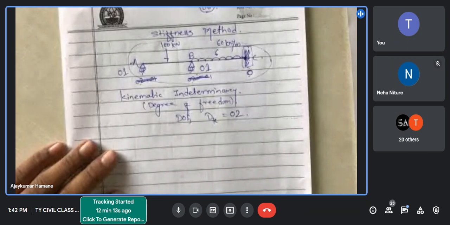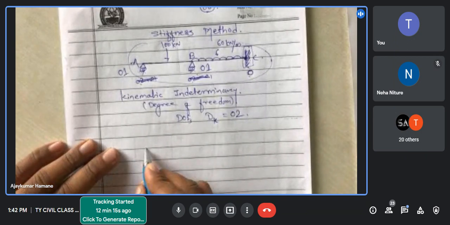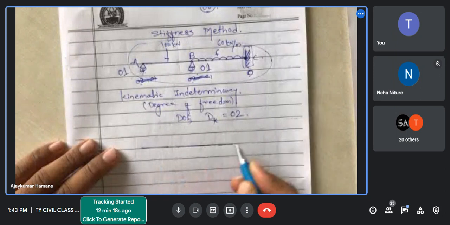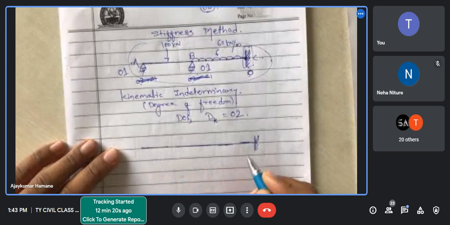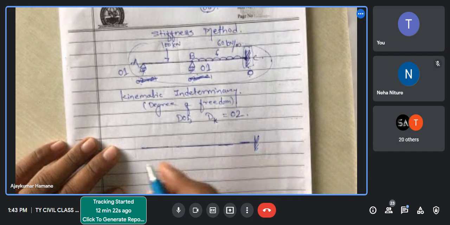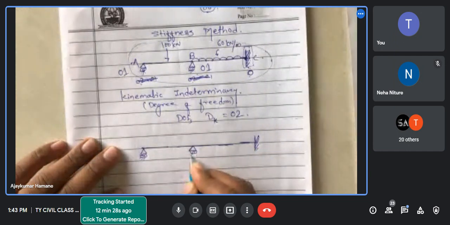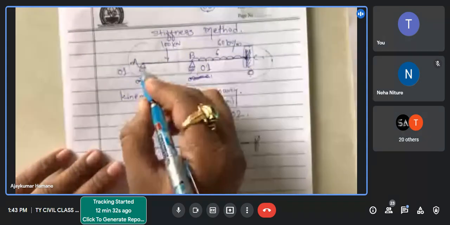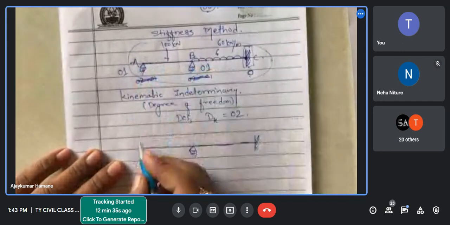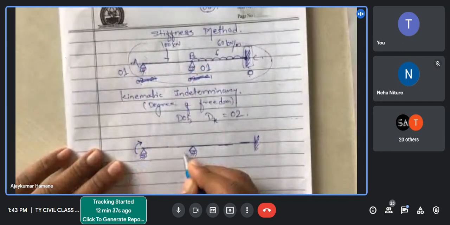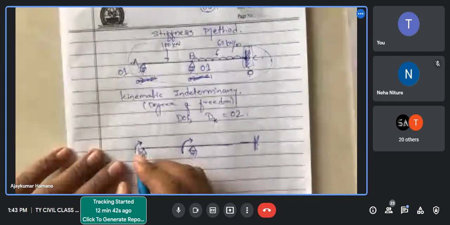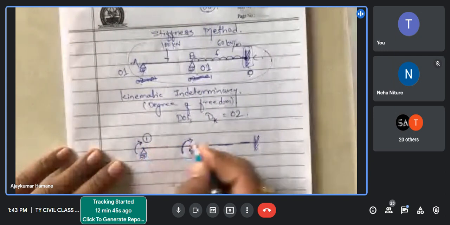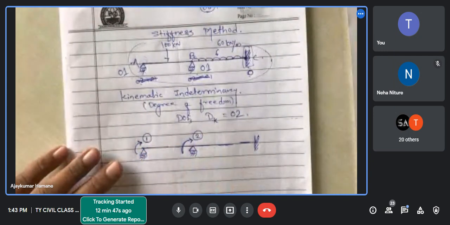Identify the independent displacement. So what we will do, we'll assign the displacement. Here this end can rotate, this end can rotate. So we'll assign the rotation, and we'll give the coordinates. This is 1 coordinate and this is 2 coordinate.